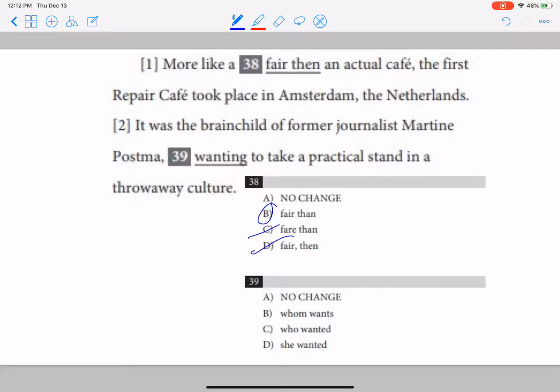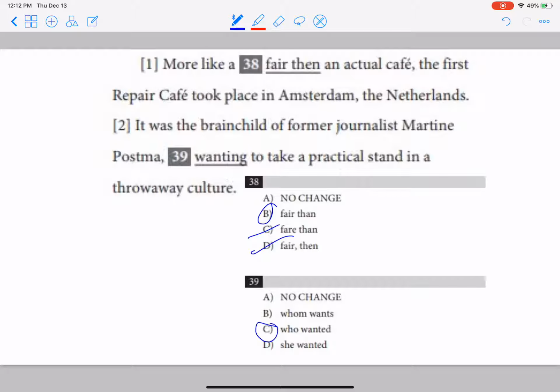And then number 2, it was the brainchild of former journalist Martin Postma, who wanted to take a practical stand in a throwaway culture. So I think it's who wanted, because otherwise it just doesn't make sense. My brain fixes it to be what it is. So I'm going to look for the answer choice in 39 that says who wanted, and I can see it's C, so I am confident in myself. I'm pretty sure that I got it right, so I'm going to continue.